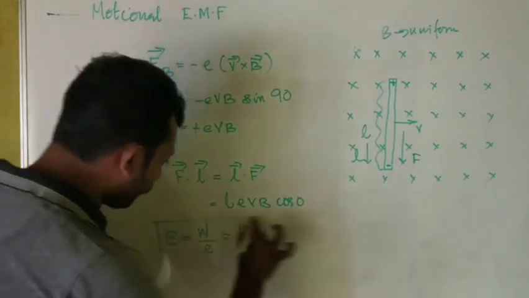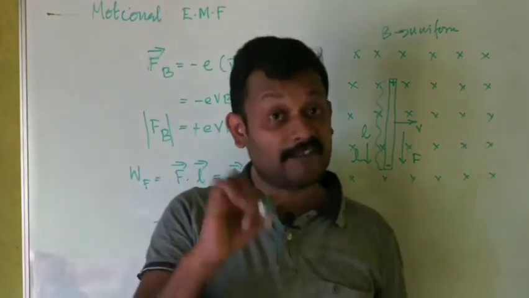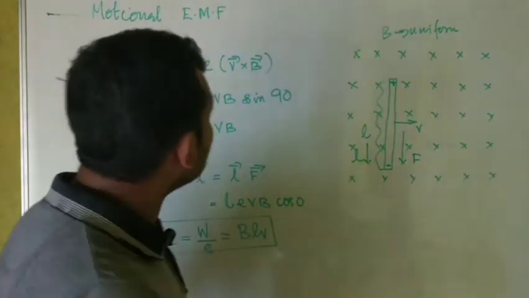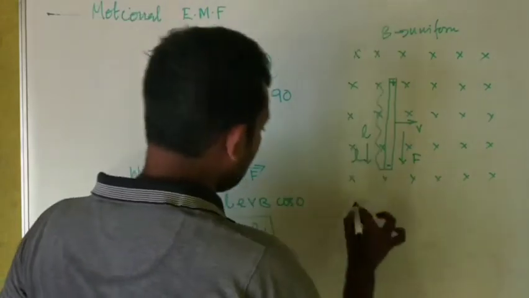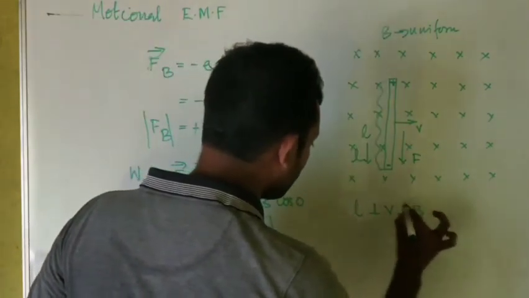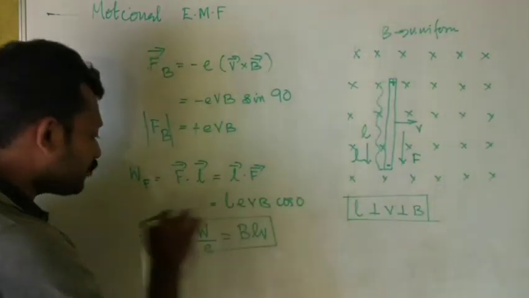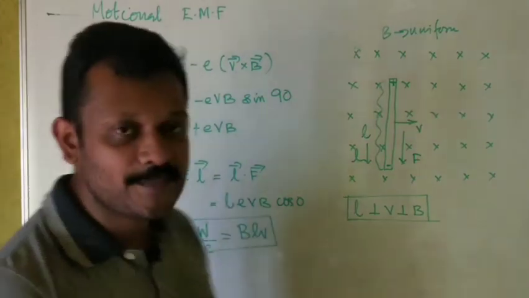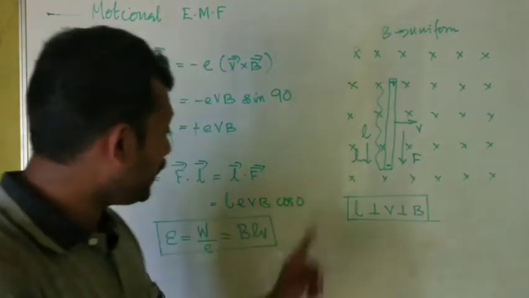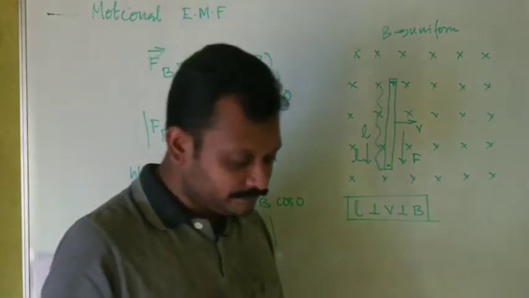This is the formula for the induced EMF on a rod when it is moved with a velocity V in a perpendicular magnetic field. Please understand that in this case L is perpendicular to V, which is perpendicular to B, so all three are mutually perpendicular. That is where the induced EMF equals B L V.